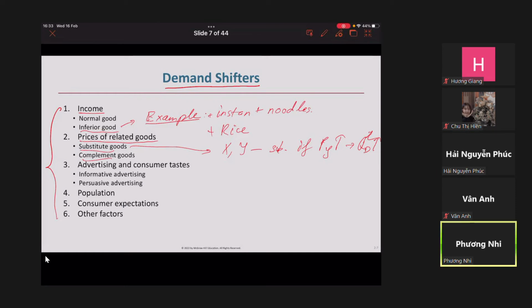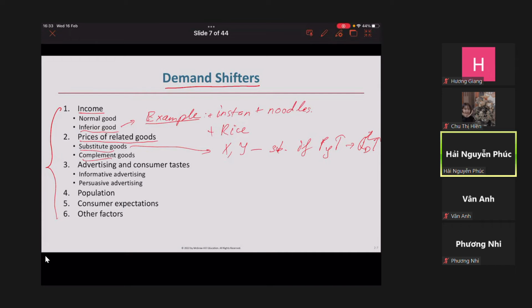Coca-Cola and Pepsi. Yeah, that's correct. Coca-Cola and Pepsi-Cola, right? That's good. Yeah, orange and apple, right? They're substitute goods. Complements: X and Y are called complements if the price of Y increasing leads to a decrease in the quantity demanded for good X.